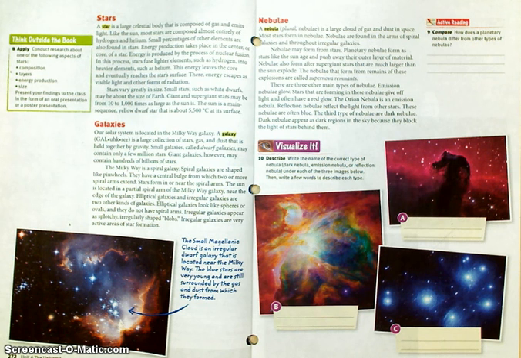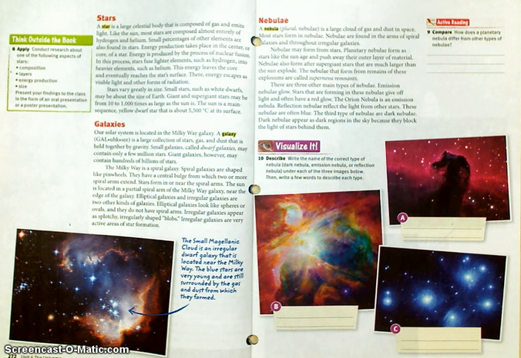All right, go to page 273. Nebulae. A single one, nebula. A nebula is a large cloud of gas and dust in space. Most stars form in nebula. Nebulae are found in the arms of spiral galaxies and throughout irregular galaxies. Nebulae may form from stars.